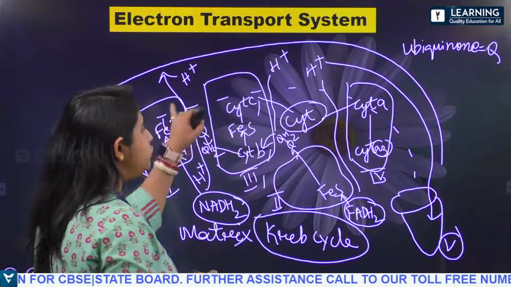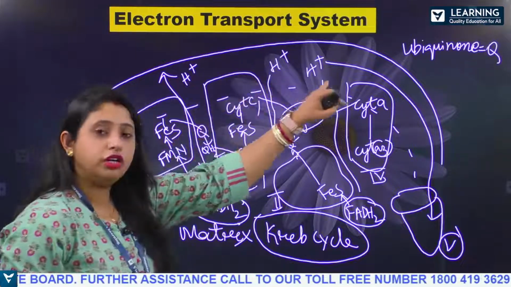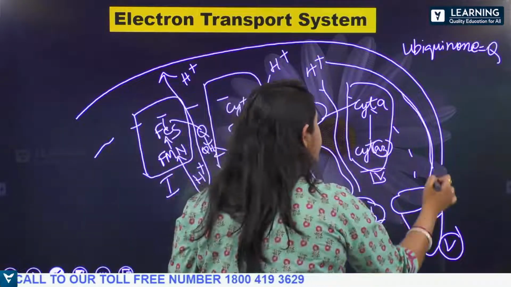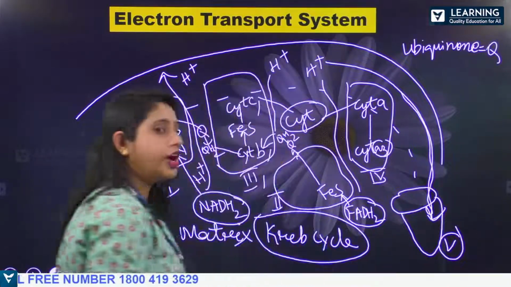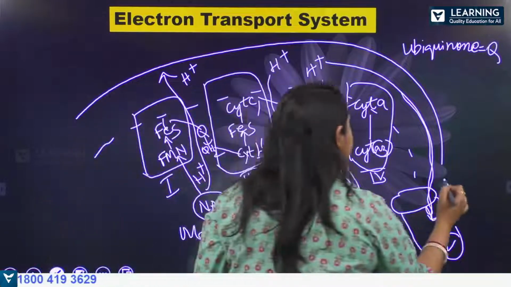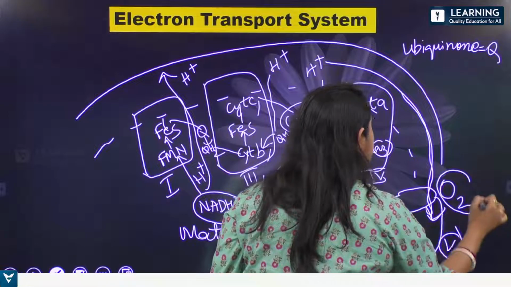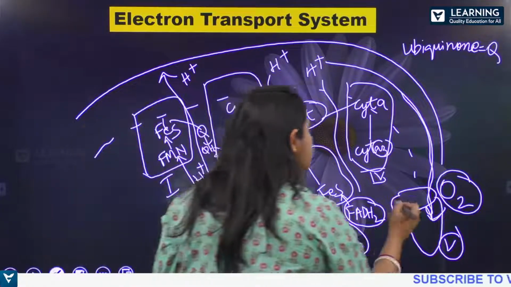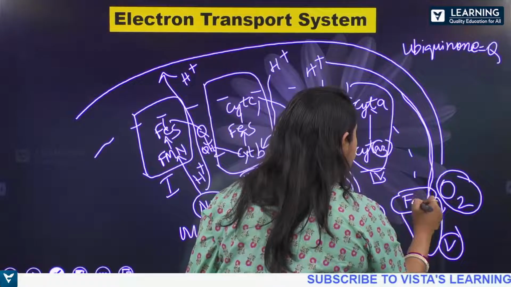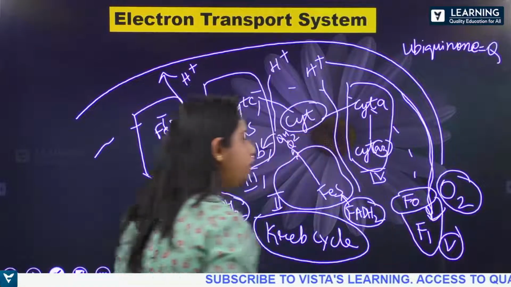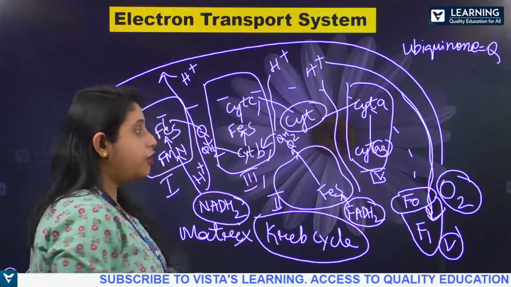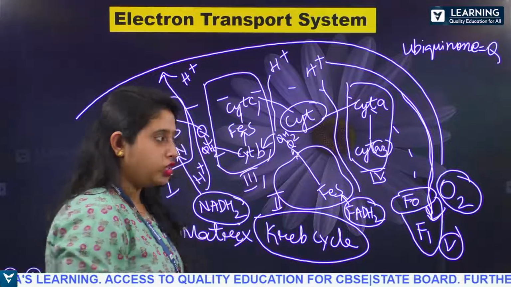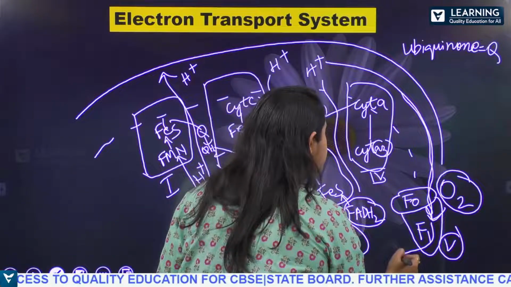All the hydrogen which is being thrown into the outer membrane will be collected and it will occupy the complex 5. Here in the complex 5, there is oxygen. What is present in the complex 5? There are two particles, one is the F0 and another one is the F1 particle. These two, F0 and F1 particles, collect all the hydrogen and throw it outside.